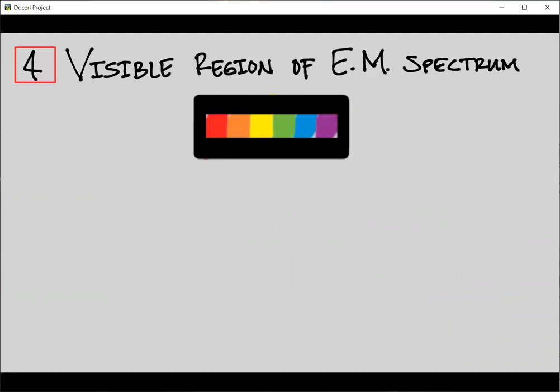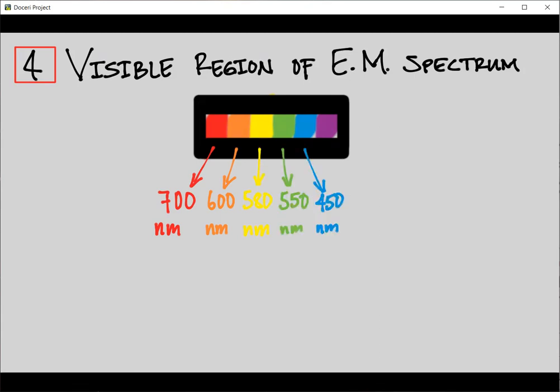And this region, of course, has a specific wavelength and energy, as well as frequency. The red color usually has a wavelength around 700 nanometers. Again, you have different shades of red, different shades of yellow and blue. But red is typically around 700 nanometers. Orange is around 600 nanometers, yellow 580, green around 550, blue 450, and then purple around 400 nanometers.